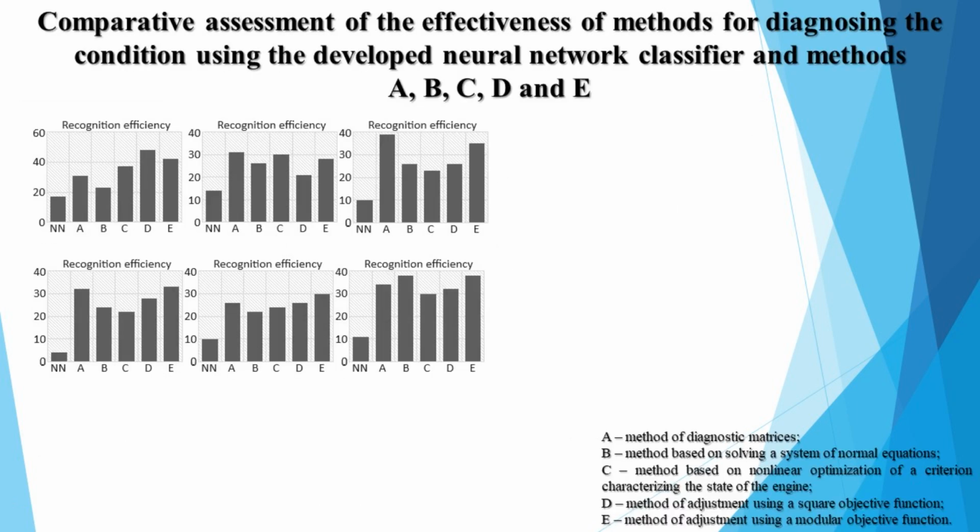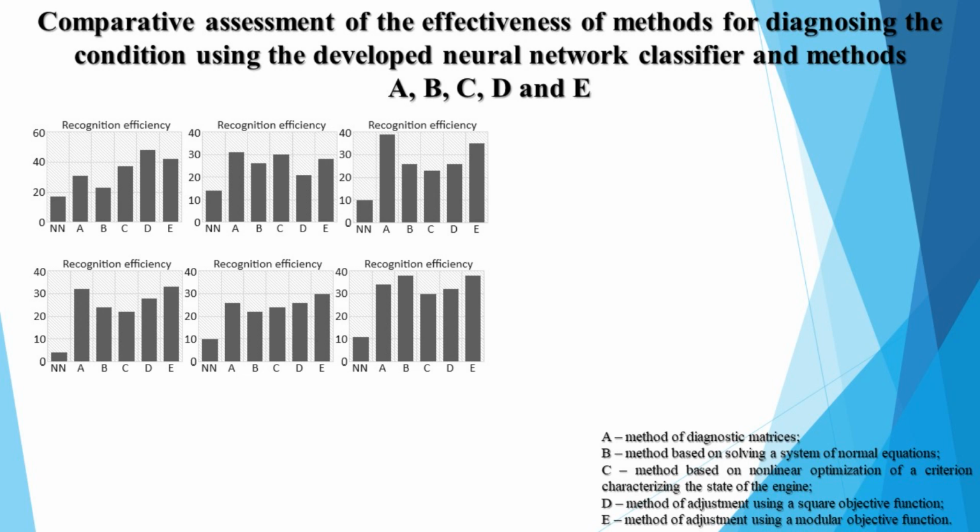Currently, several methods are known for parametric diagnostics of the gas turbine engine's operational status, which can be divided into methods: A. Method of diagnostic matrices. B. Method based on solving a system of normal equations. C. Method based on nonlinear optimization of a criterion characterizing the state of the engine. D. Method of adjustment using a square objective function. E. Method of adjustment using a modular objective function.